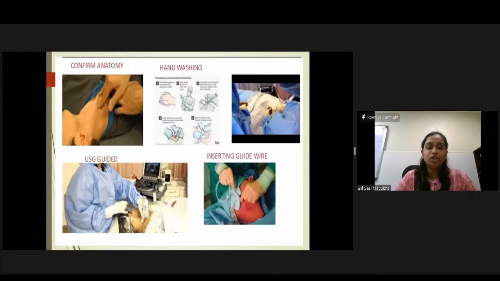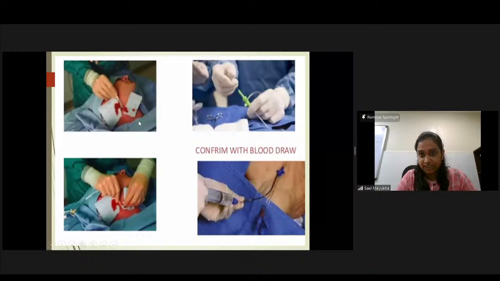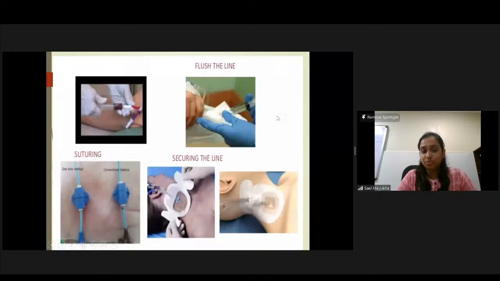So this is again a recap of what we have been talking about. First confirm the anatomy, after which use an ultrasound probe to see the location. Then, with the ultrasound, puncture the vein. Then the guide wire has to be inserted. After the guide wire is inserted, use a dilator to dilate. Remove the dilator, place the catheter, aspirate and see if there is blood flow in all three ports. After which it has to be capped and a sterile dressing has to be placed.